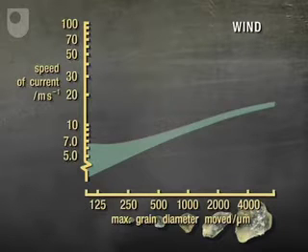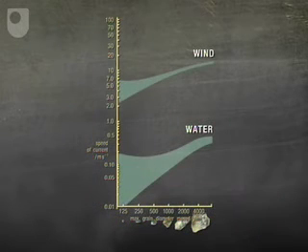If we put both parts of the graph together now, you'll see quite clearly that the transportation zone for wind is well above that for water. In other words, a grain of a given diameter can be moved at lower current speeds by water. Much higher wind speeds are needed to move the same grain.